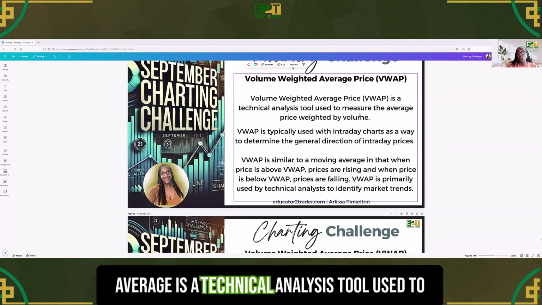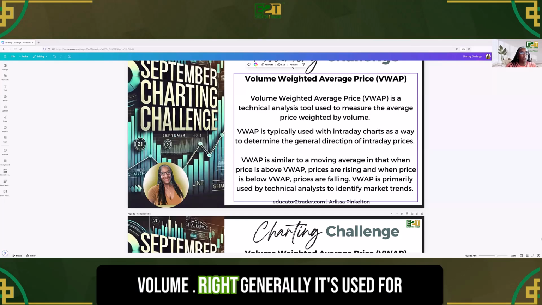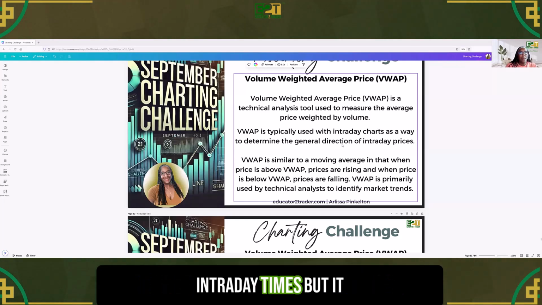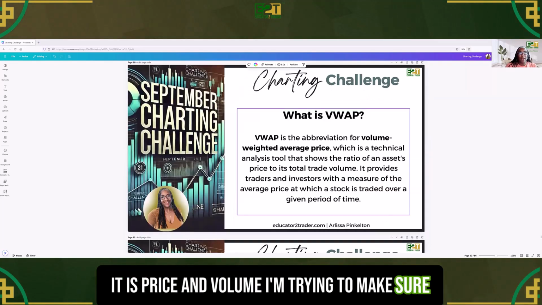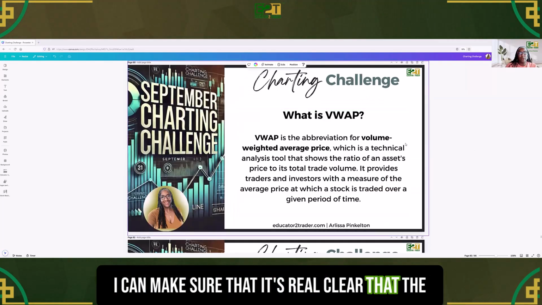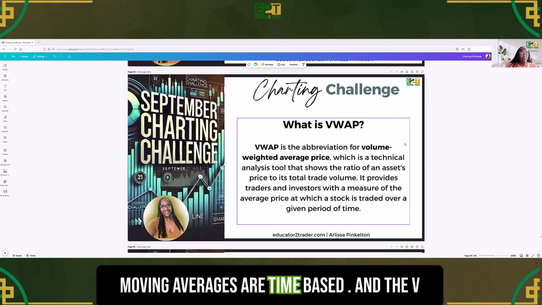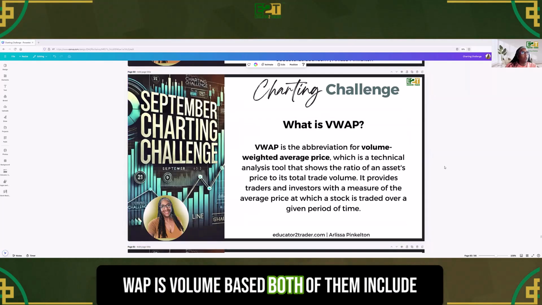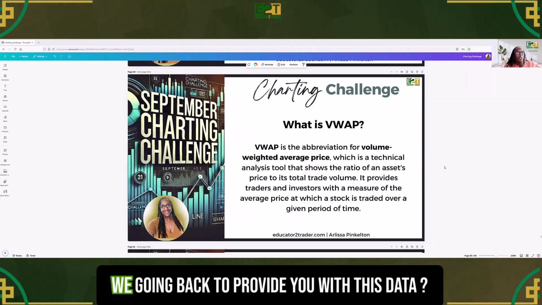Volume weighted average price is a technical analysis tool used to measure the average price weighted by the volume, right? Generally, it's used for intraday times, but it is price and volume. I'm trying to make sure it's real clear that moving averages and VWAP are very similar, but moving averages are time-based, and the VWAP is volume-based. Both of them include price. The only other variable for moving averages is how many periods we are going back to provide you with this data.